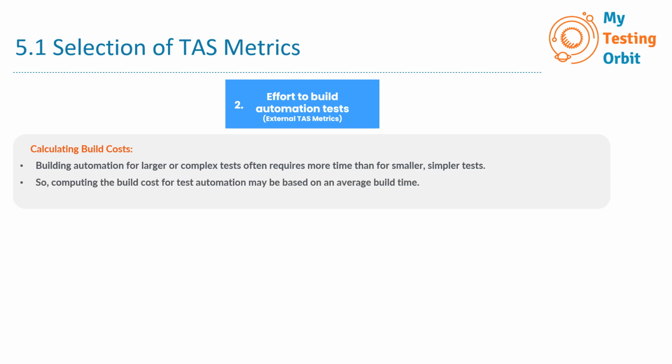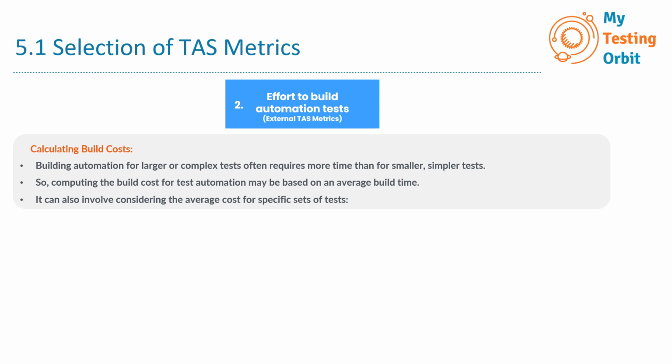So computing the build cost for test automation may be based on an average build time. This means that when you are budgeting or estimating the cost of automating all these tests, you might calculate an average time it takes to automate a single test. For example, if you have a mix of simple and complex tests, you might find that on average it takes 2 hours to automate a test. So for budgeting purposes, you use this 2-hour average as the build cost for each test.